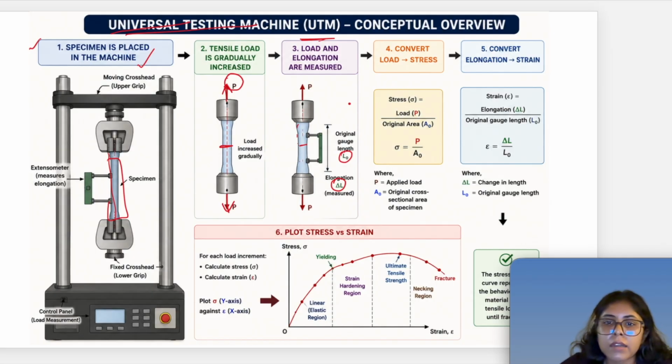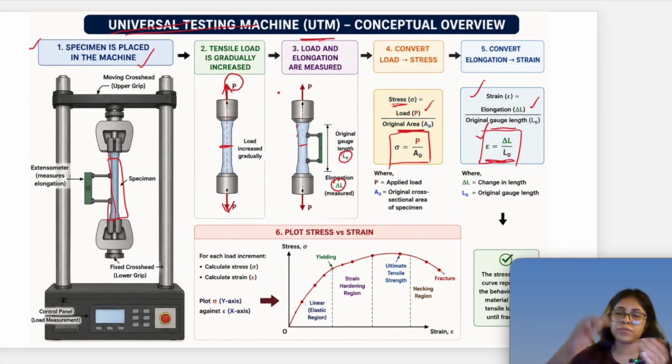So we are applying load, right? We can convert this load to stress by dividing by the original area. So load divided by original area, we will be getting the stress, right? And then we will be converting the elongation to strain. So elongation, we have delta L divided by original length, so we will be getting the epsilon, that is nothing but strain. So at each and every point, we'll be applying force and we'll be seeing what's the strain, right? So we'll calculate stress and we'll calculate strain.